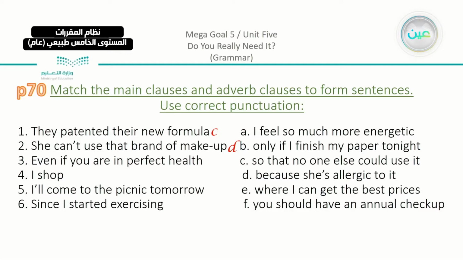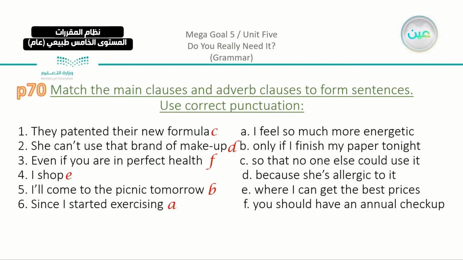Even if you are in perfect health, you have here something that is connected with health. And we can see that F, there is an annual checkup, which means that our answer here is going to be F. Number 4, I shop. And we'll see what we have. We can say that E has something about prices. So we have this one. I'll come to the picnic tomorrow only if I finish. So there is a condition in B. And the last one, since I started exercising, I feel so much more energetic.